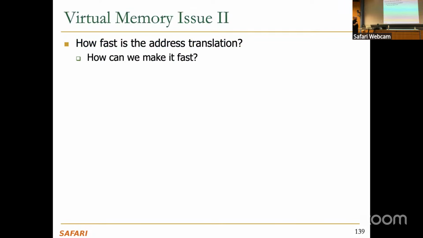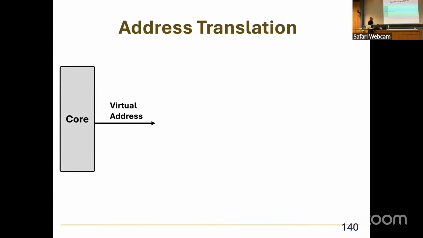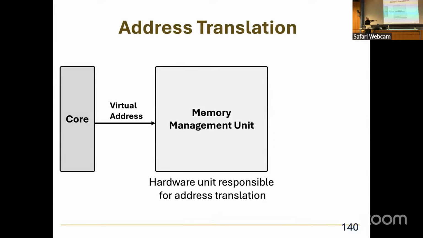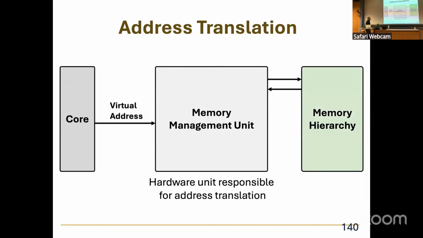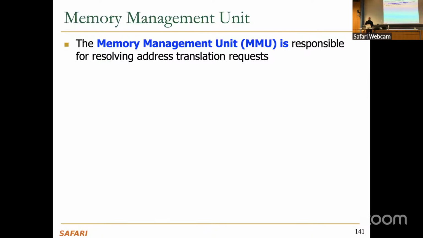So how fast is the address translation? How can we make it fast? The idea is that we're going to use a hardware structure that caches the data of the page table, to reduce the number of memory accesses to look it up. And how does this work? The core sends the virtual address to a unit, which we call the memory management unit. It's the hardware unit responsible for address translation. The memory management unit has one job: communicate with the memory hierarchy, load the page table, and perform address translation whenever it's needed.